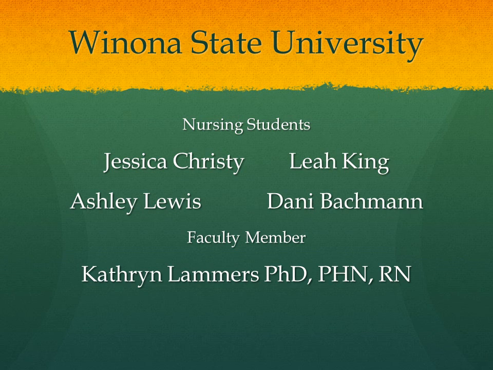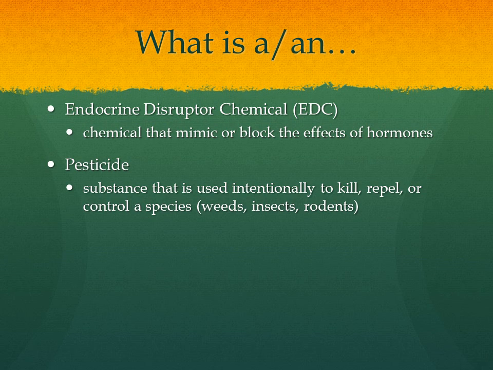We are going to be presenting on environmental hazards, specifically pesticides and endocrine disruptor chemicals. We are from Winona State University, and the nursing students that participated in this are Jessica Christy, Leah King, Ashley Lewis, Dani Bachmann, and the faculty member that we are under is Kathryn Lammers. So let's start out. What is an endocrine disruptor chemical? It is a chemical that mimics or blocks the effects of hormones. An example that all of us can relate to is birth control.